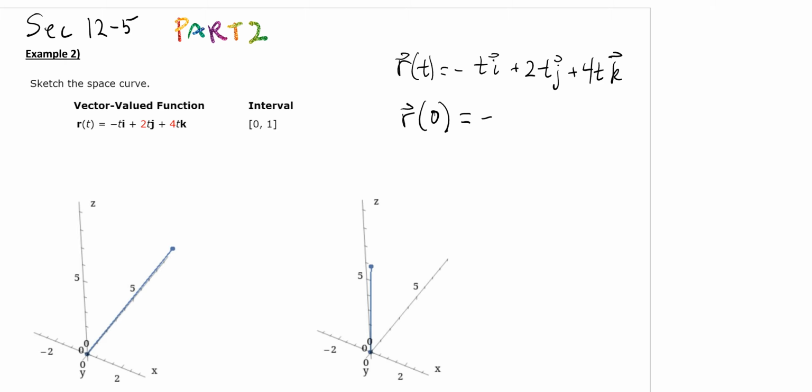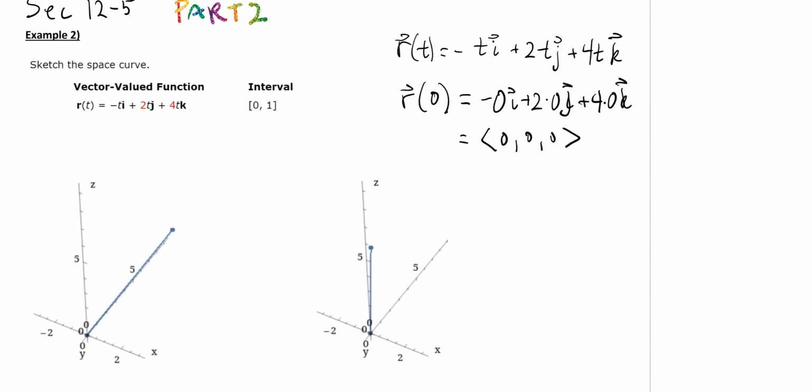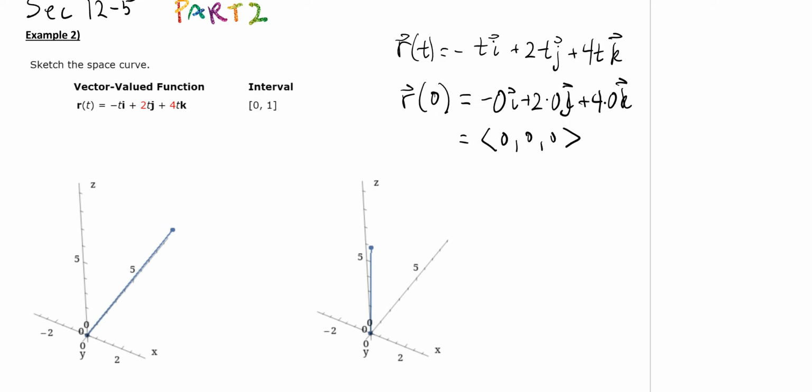So r of 0 would be negative 0 times i plus 2 times 0 times j plus 4 times 0 times k, which would be 0, 0, 0. Okay, so this line segment starts at the origin, and just take a look at all these graphs. They all have one of the endpoints being the origin, so that's nice, but not particularly useful. Let's see what we can glean if we look at r of 1.